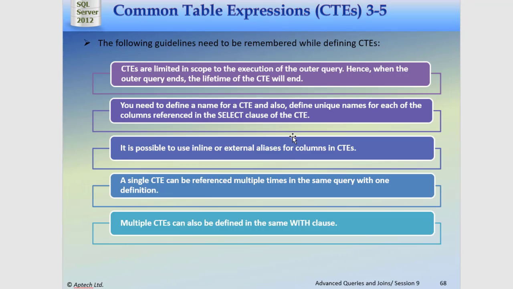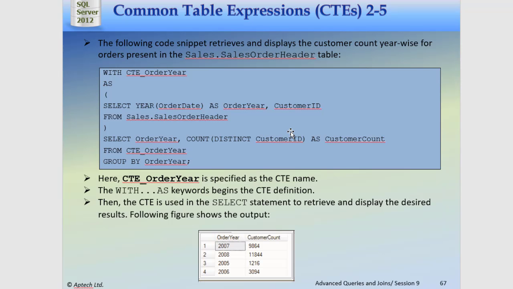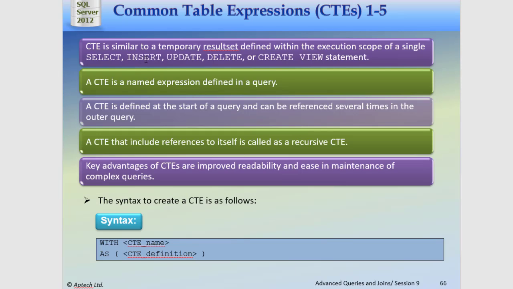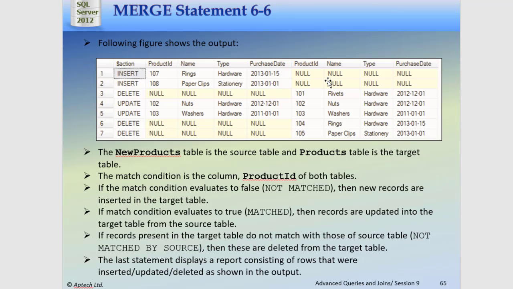Now, the following guidelines need to be remembered when defining common table expressions. One, CTEs are limited in scope to the execution of the outer query. Hence, when the outer query ends, the lifetime of the common table expression also ends. The reason being, the CTE is similar to a temporary result set. So once we get out of the scope, then it's actually gone.